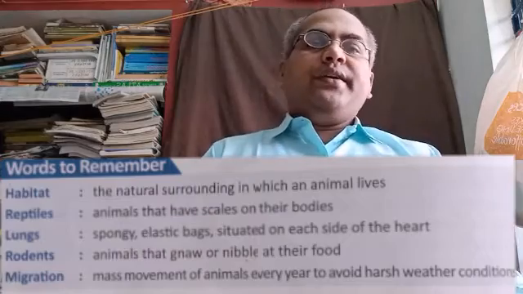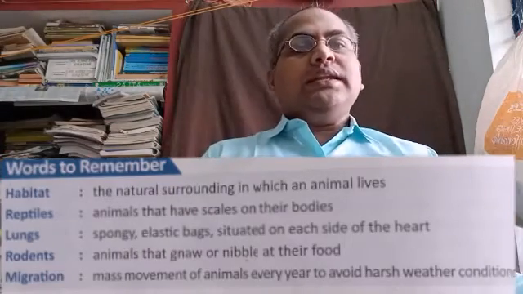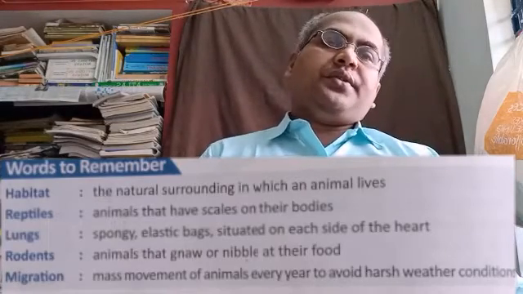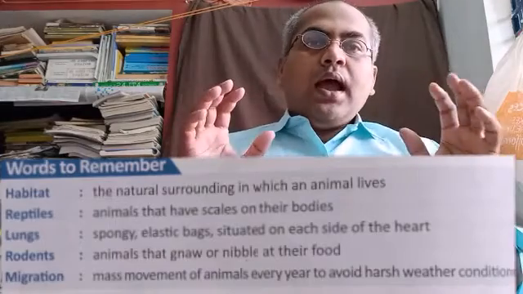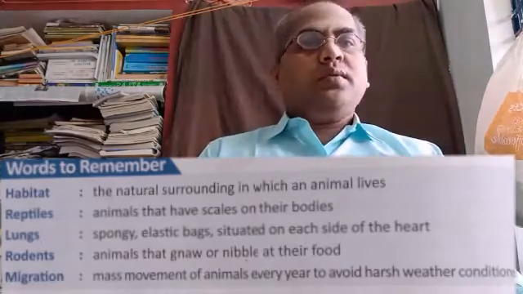Like, tiger and deer live where? In grassland. Crocodile lives in the water. Birds live on the trees. So this is how animals live in their different natural places.